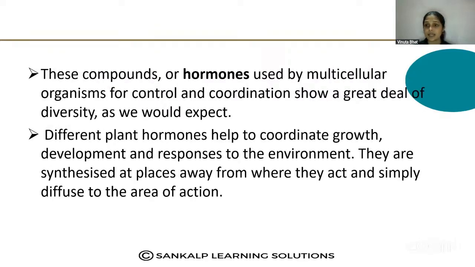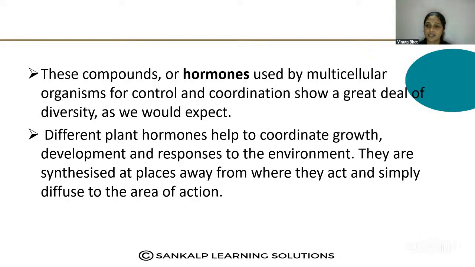So in this chemical communication method, the chemicals that are released are nothing but hormones. They are used by multicellular organisms for control and coordination. Mainly multicellular organisms, plants and animals, use these hormones. Different plant hormones help to coordinate growth, development and responses to the environment. They are synthesized at one place, away from where they act, and simply diffuse to the area of action.